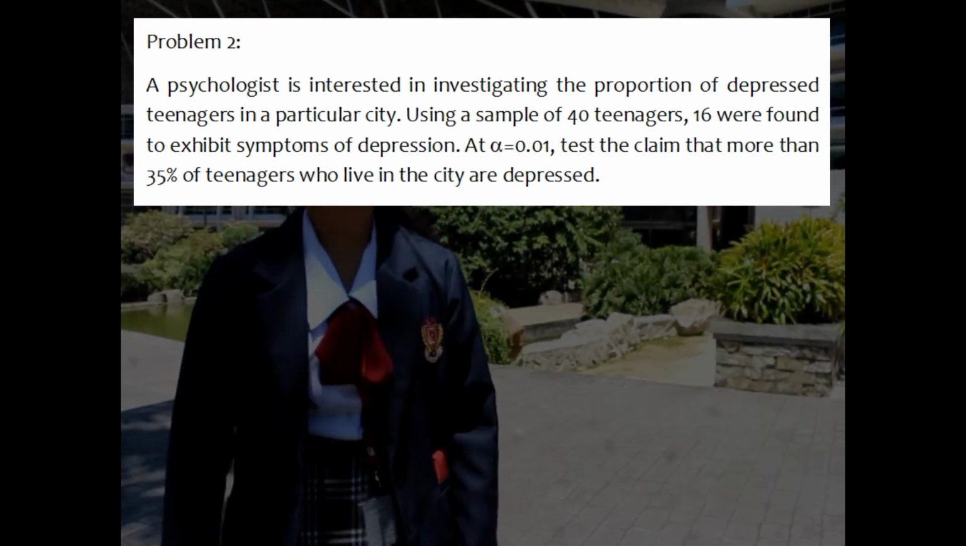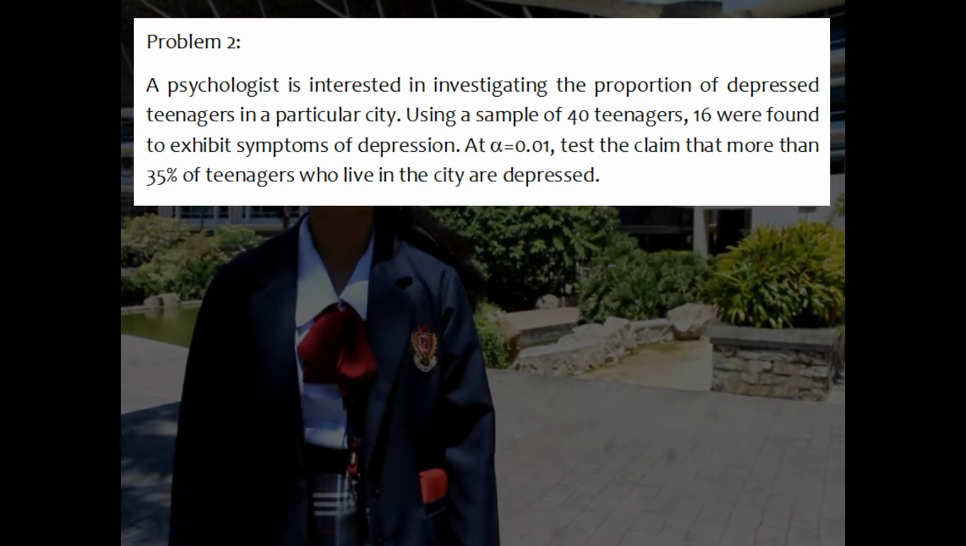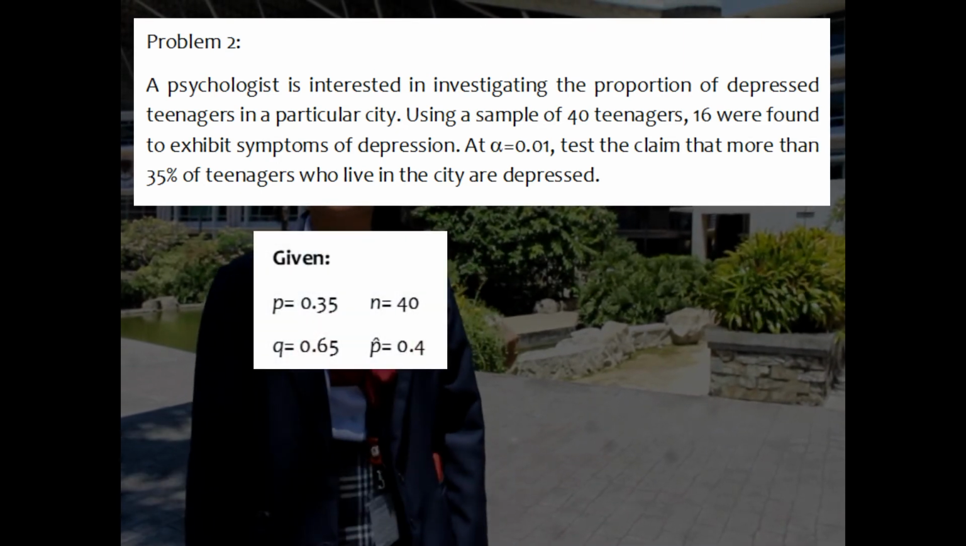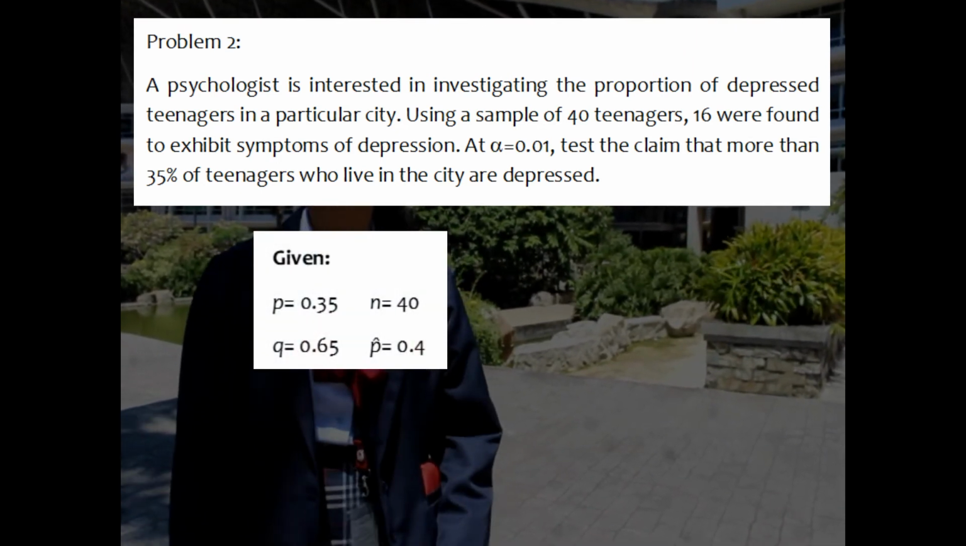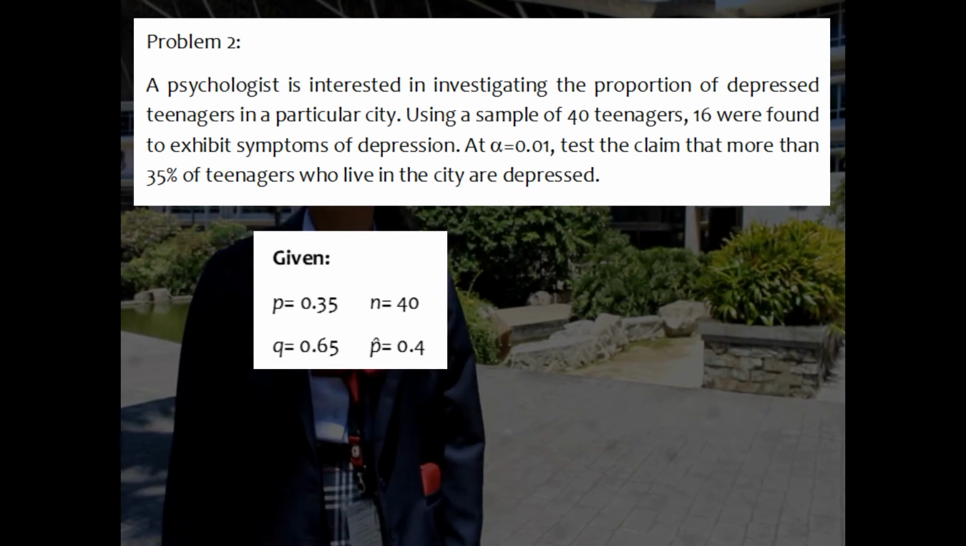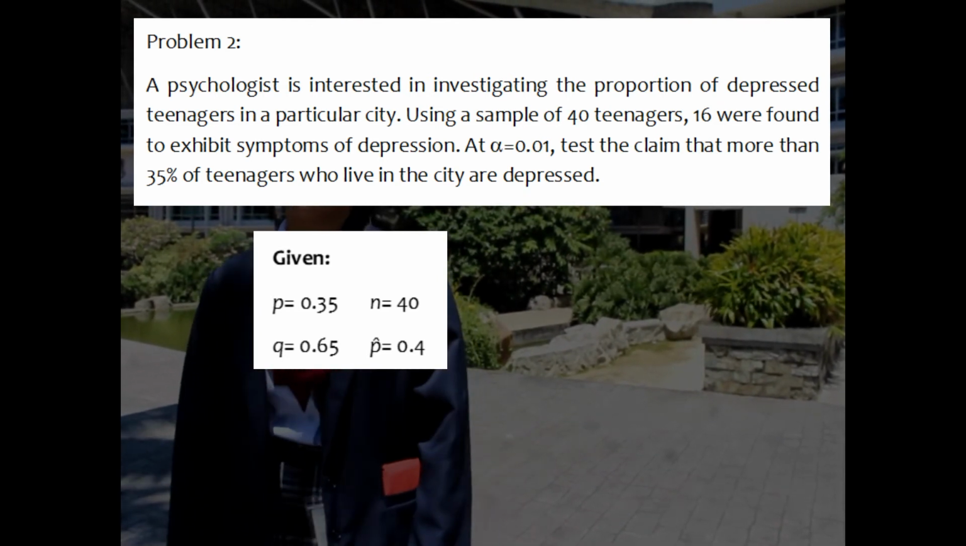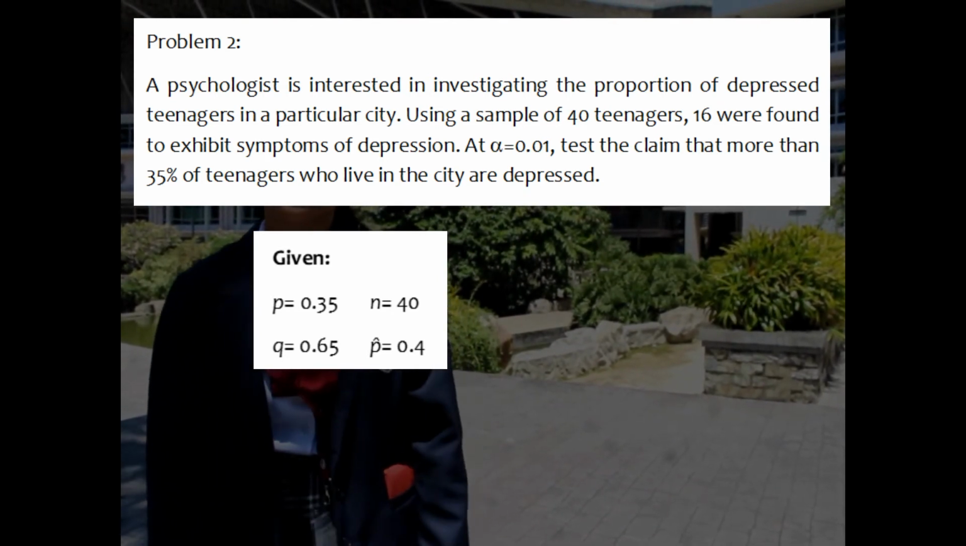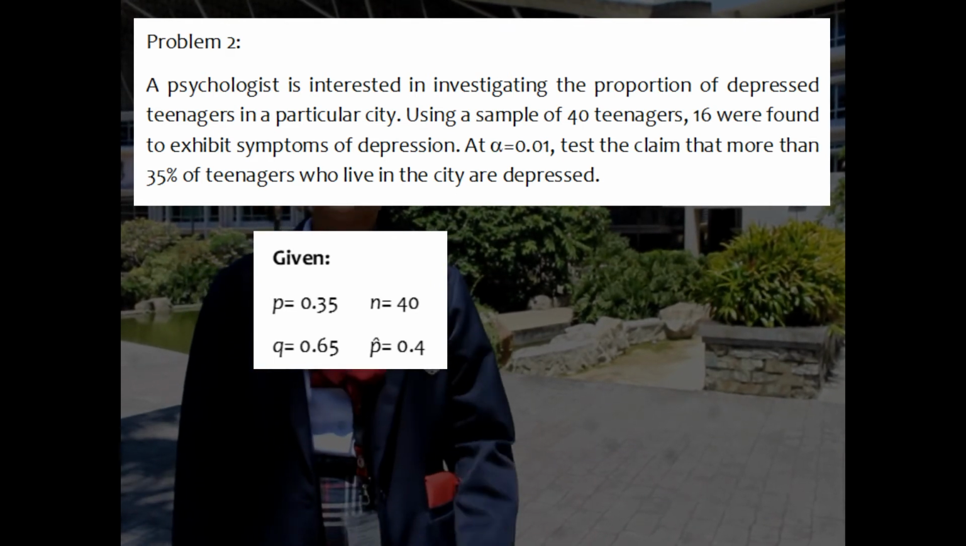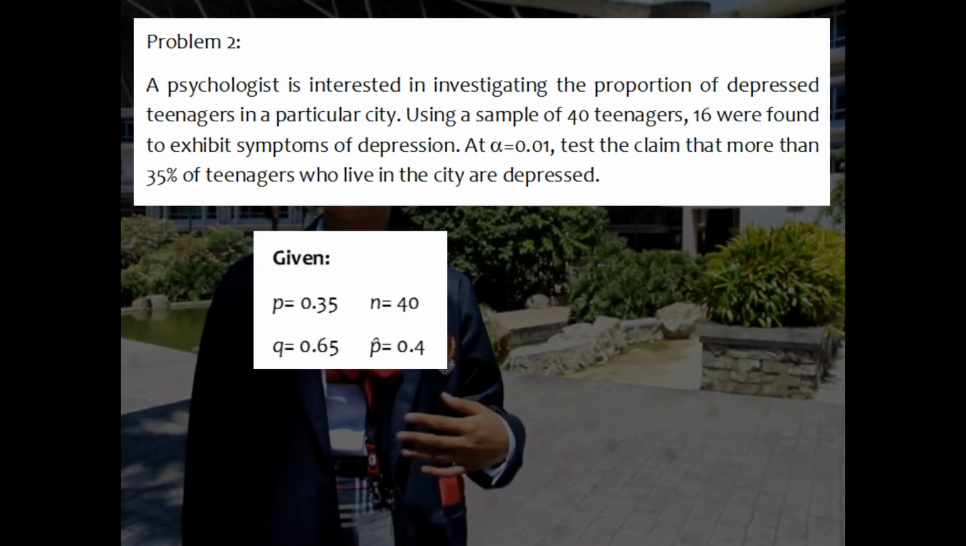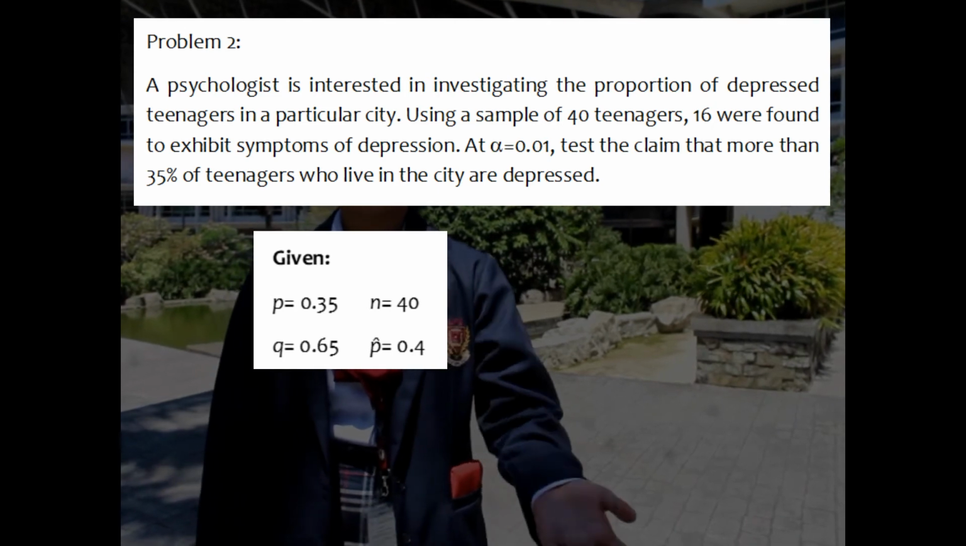Let's identify the given values necessary in solving the problem. For P, we have 35% or 0.35. For Q, which is 1 minus P, we have 0.65. For N, we have 40 teenagers. For P hat, which is X over N, we have 0.4.